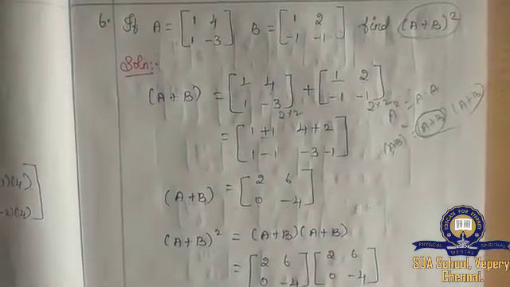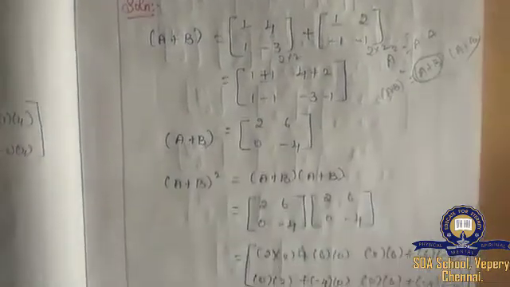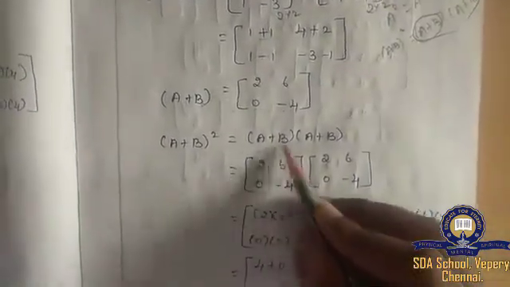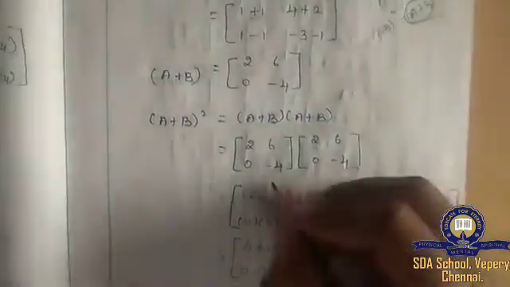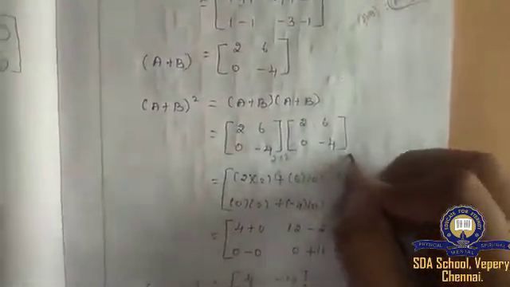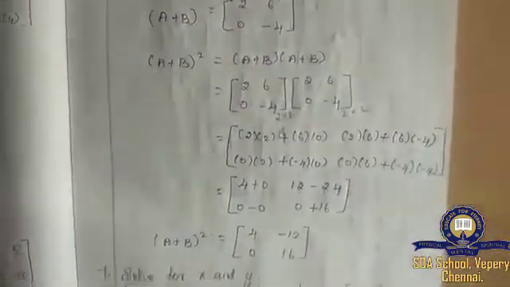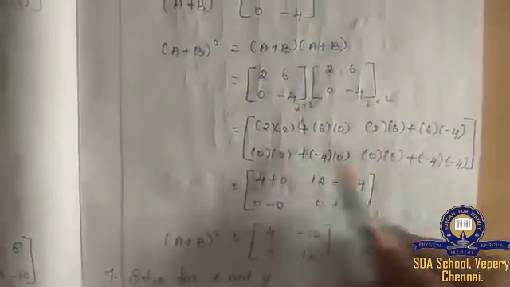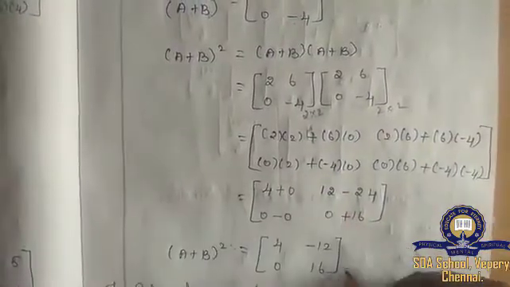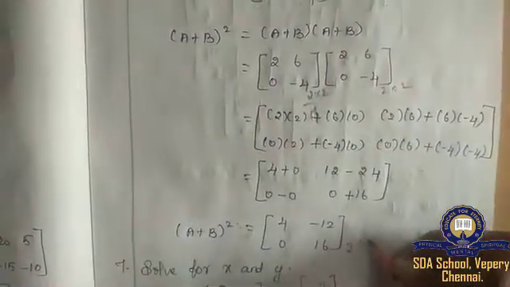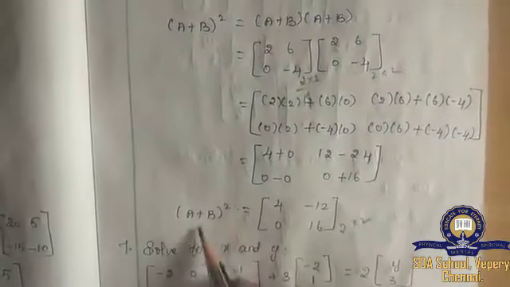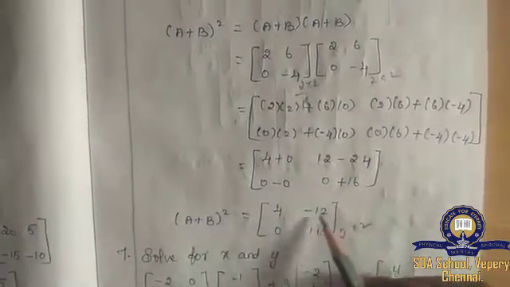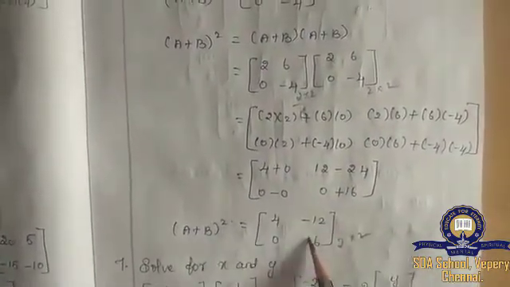So now can we solve A plus B the whole square? How to find A plus B the whole square? A plus B into A plus B. Here also the numbers in between are the same, so matrix multiplication is possible. You people know how to multiply two matrices. So the resultant matrix will also be 2 by 2. Hope you people understand. Now A plus B the whole square is equal to 4, minus 12, 0 and 16.